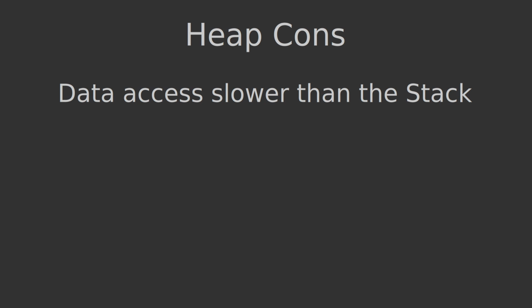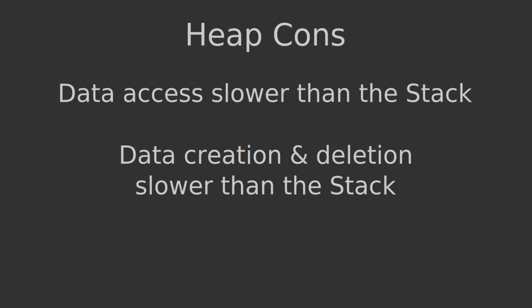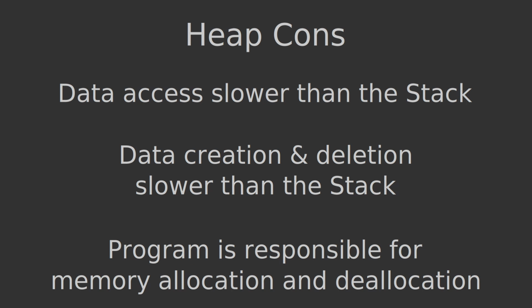Secondly, creation and deletion of heap data is slower than with the stack, because both operations require execution of allocator housekeeping functions at runtime. And finally, when using the heap, your program is responsible for allocating and deallocating memory. But note that this is greatly simplified in Rust by the use of smart pointers and standard library types such as Vec and String.